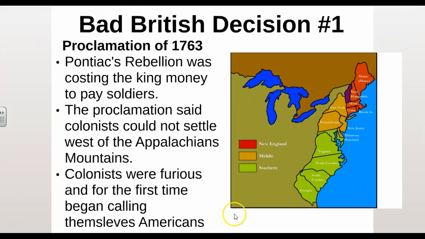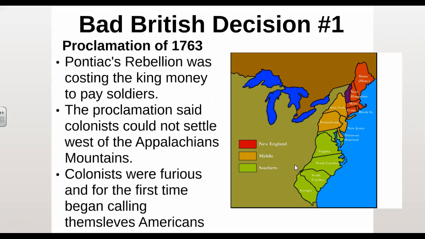So, bad British decision number one actually happens at the very end of the French and Indian War. Pontiac's Rebellion. Remember, the French lose the French and Indian War and they go home. And so all of this area out here, British colonists start to flood across the Appalachian Mountains and into the Ohio River Valley and the Tennessee River Valley, and they start to settle there. Well, as they start to settle there, there are lots of Native Americans there, and conflict comes after that. And the British king is forced to pay soldiers to protect colonists out here in this area. And frankly, he doesn't want to do that.